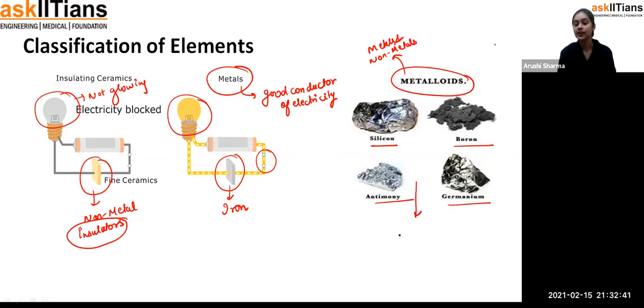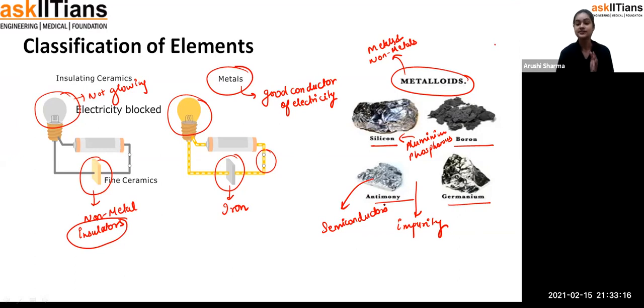Okay, so what happens, students, when you add some impurity in them? For example, if it is silicon, and you add aluminium or phosphorus into it, then because of this impurity addition, they start behaving as conductors. But they are not completely conductors, we call them semiconductors. That means they have the ability to conduct electricity, but not as much as metals. Metals are very good conductors of electricity.